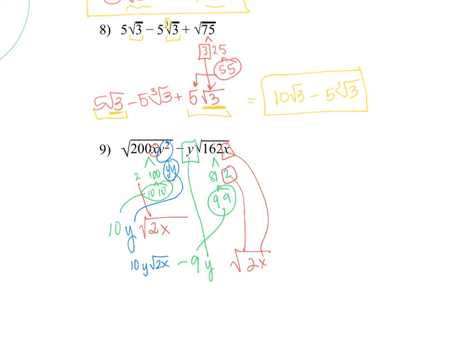But now we have like radicals. There's square root of 2x here and square root of 2x. Now they also have a variable outside with that y, so it's like that whole part has to be like.